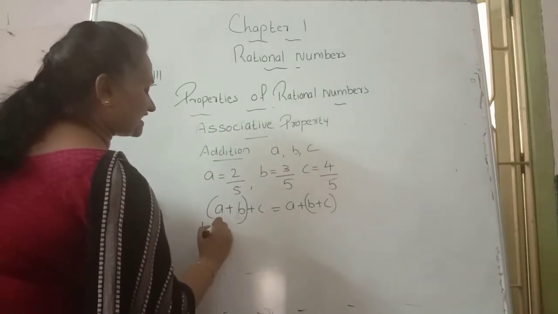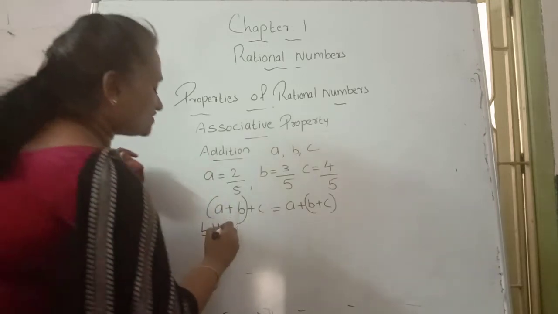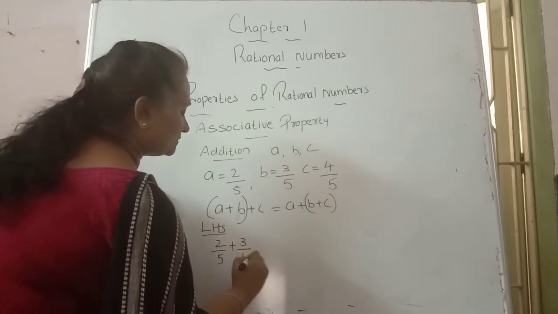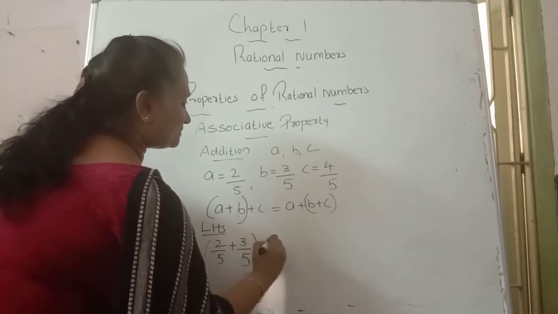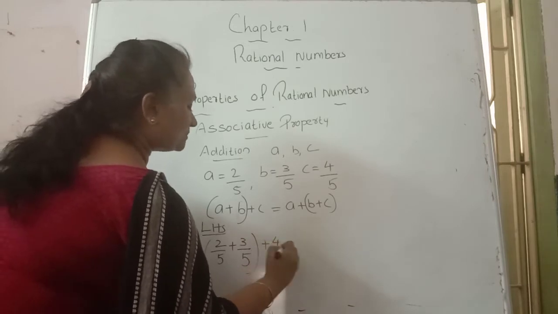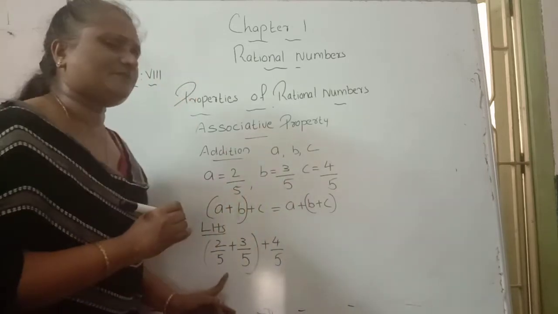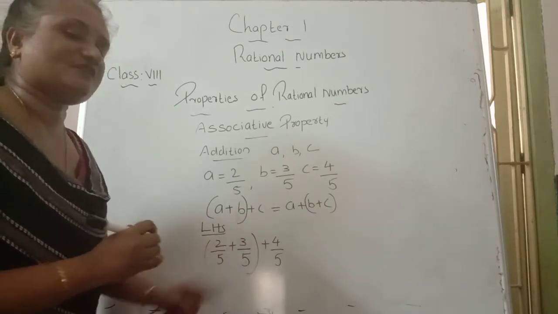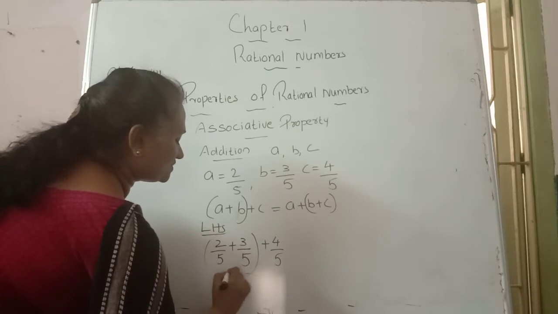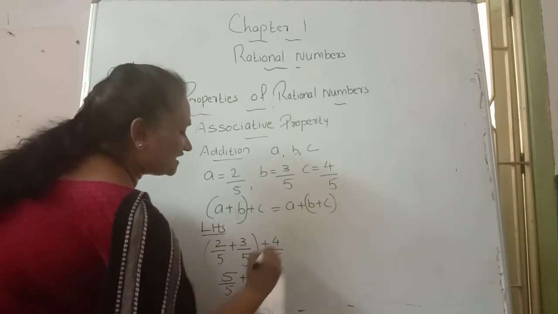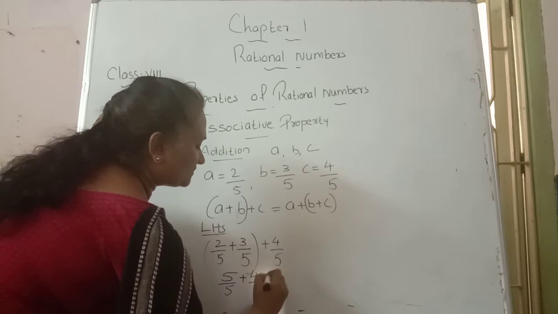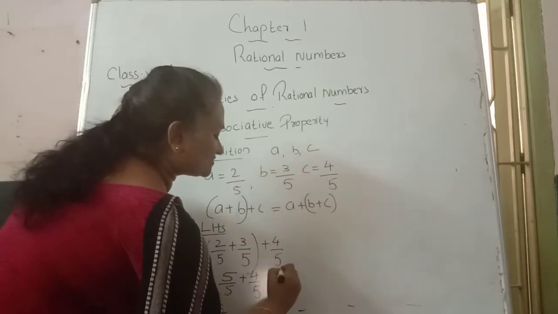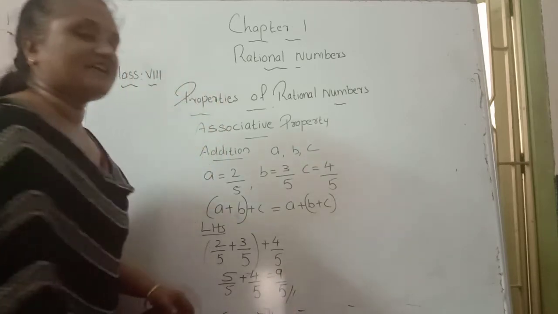That's why we consider the LHS side. On the LHS side, A value is how much? 2 by 5, plus B value, how much do we consider? 3 by 5. Then, in brackets, plus C value, how much? 4 by 5. See, inside the bracket, 2 plus 3: both have the same denominator, that's why numerator 2 plus 3 comes to be how much? 5 by 5, plus C value, 4 by 5. Again both have the same denominator, that's why 5 plus 4 comes to be 9 by 5, which is our LHS answer.